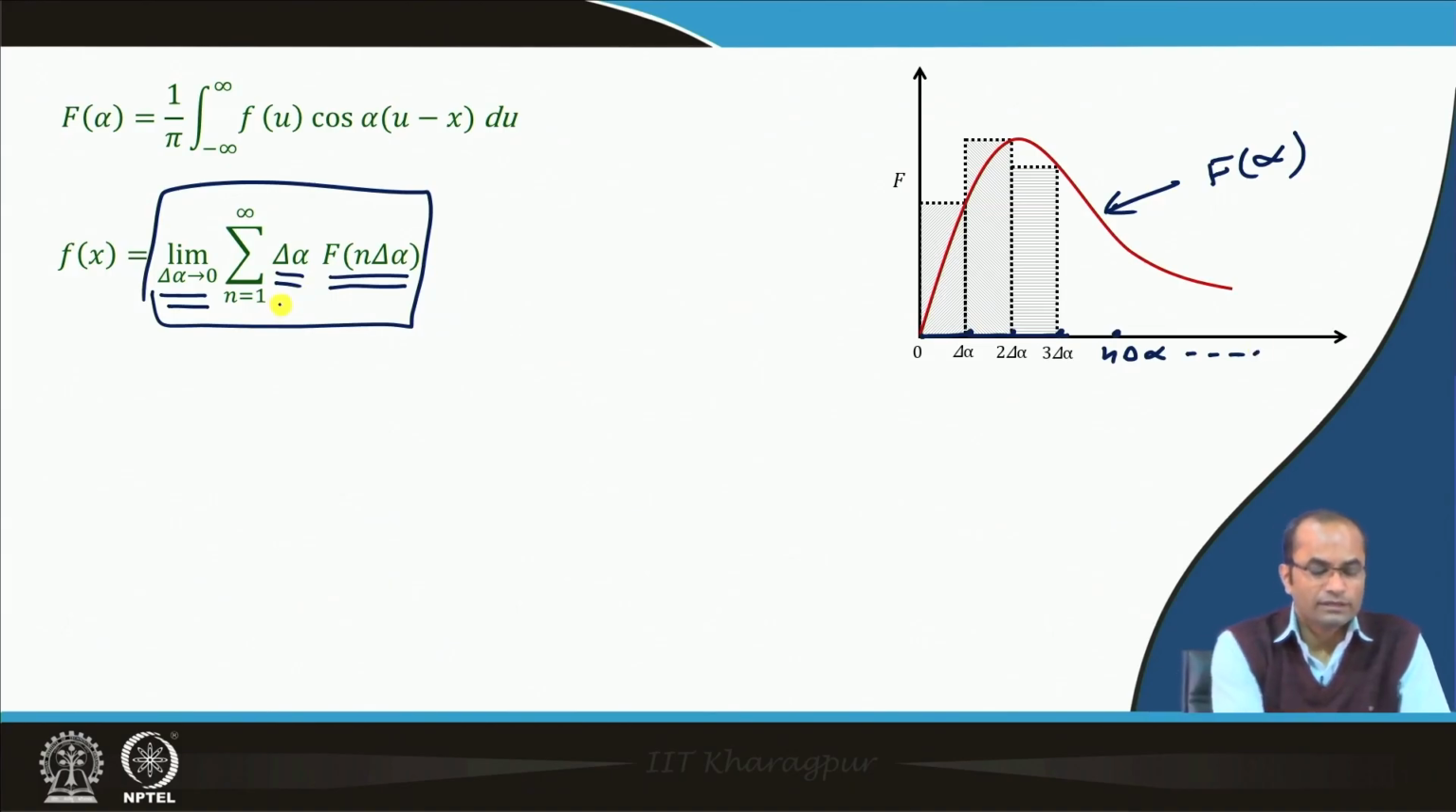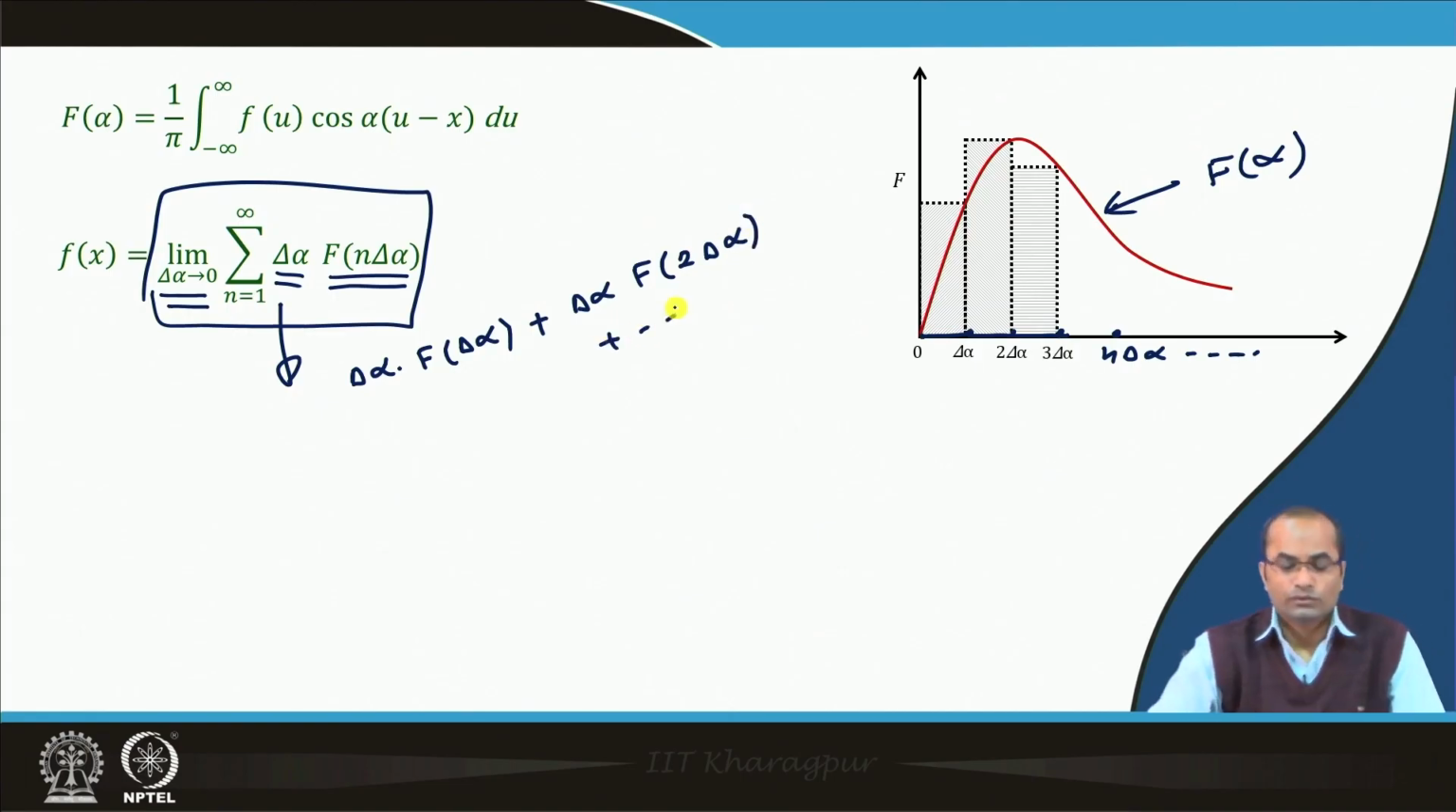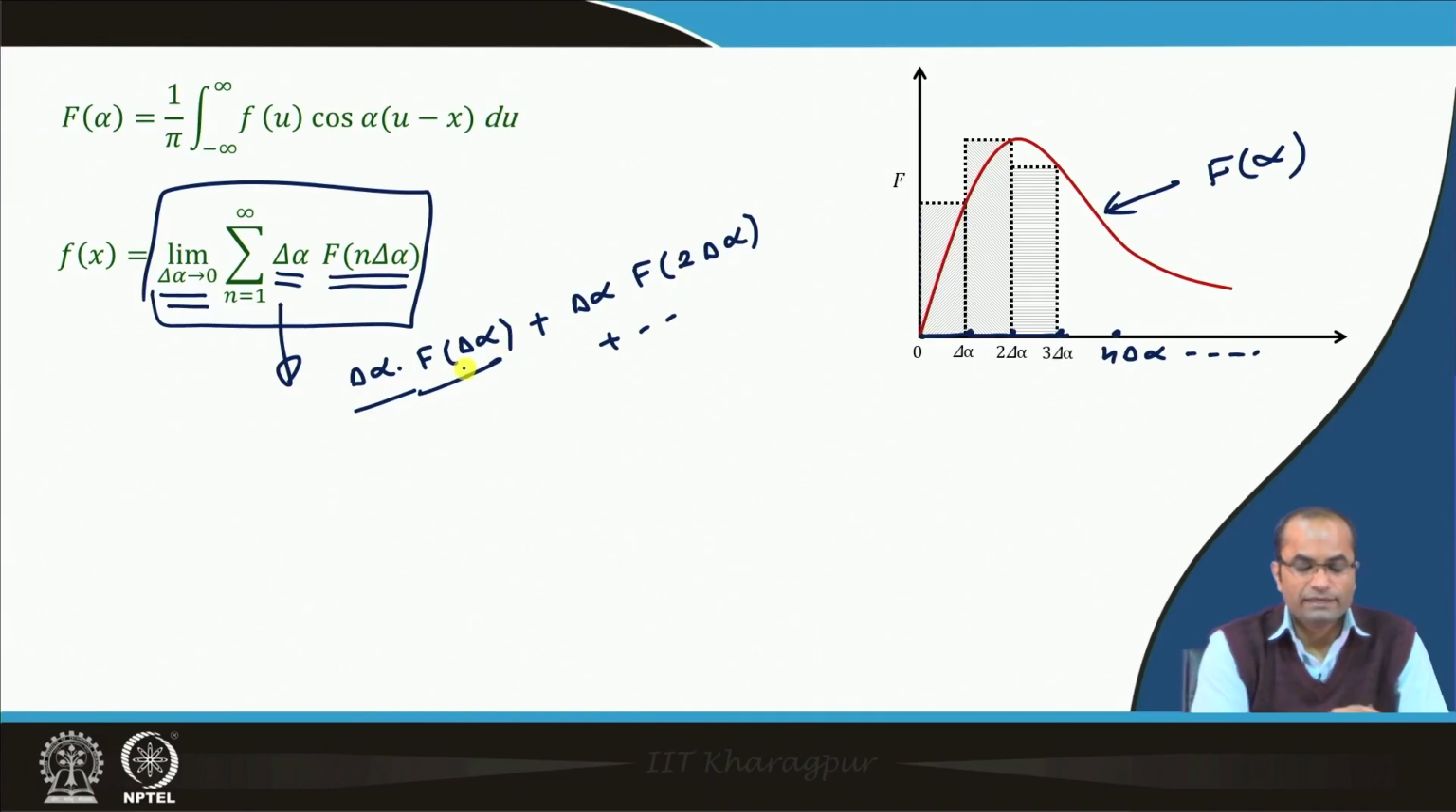And then take a look at what is happening in this summation. The first term is delta alpha into f(delta alpha), then we have again delta alpha into f(2 times delta alpha), and so on. This will continue. So, what is this delta alpha times f(delta alpha)? The delta alpha is this distance, and f(delta alpha) will be this height here.